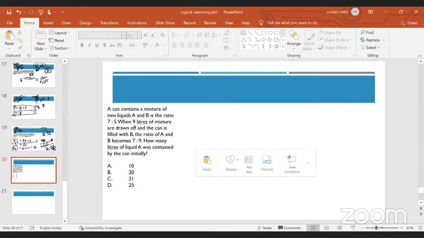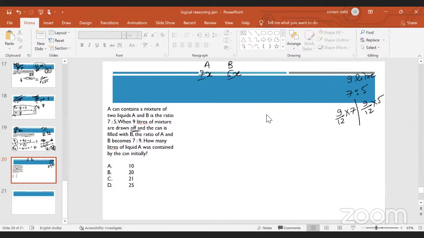Okay, a can contains a mixture of two liquids A and B. Correct? A is to B is 7 is to 5. So let's say A is 7x and B is 5x. 9 liters is drawn out. So this 9 liter solution will also have 7 is to 5 ratio. 7 plus 5, 12. So 9 by 12 into 7 and 9 by 12 into 5. Okay, 3 3s are 9, 3 7s are 21 by 4, and 15 by 4. Okay, this is taken out.